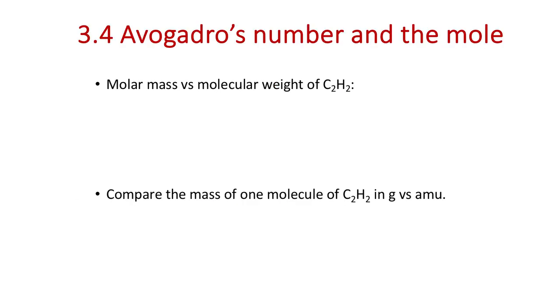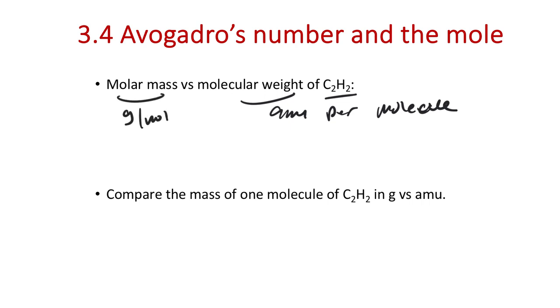So calculating molar masses versus molecular weights, just a little bit of the lingo here for C2H2: the molecular weight I usually tend to think of as being the AMU, and I usually think of that being per molecule. And then the molar mass, this is my grams per mole. It's kind of implied in the name, the molar mass, the mass of a mole in grams.